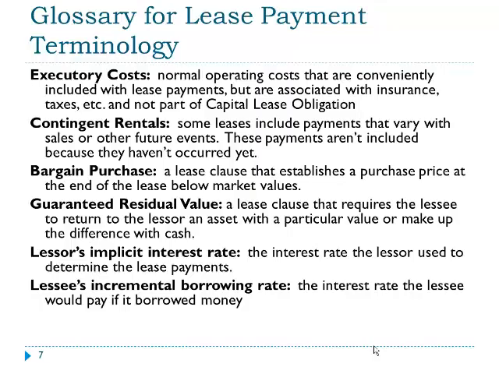The other kind of payments that are not included as a part of a lease obligation or the value of a leased asset are contingent rentals. Some leases include payments that vary with sales or with other future events. These payments aren't included because they haven't occurred yet. Contingent rentals are convenient because they can match rent expense with when the lessee has cash available.